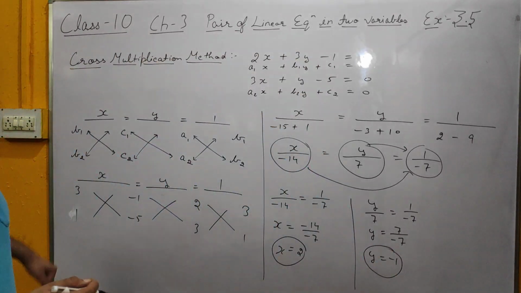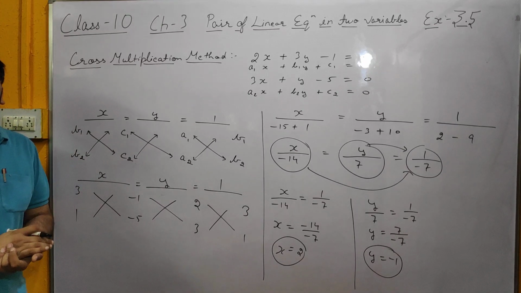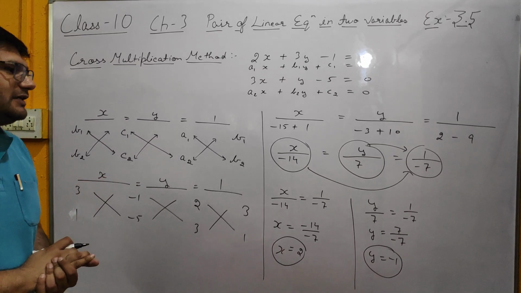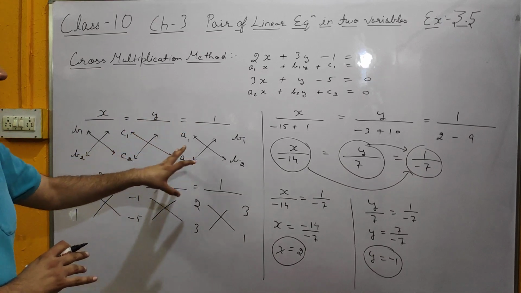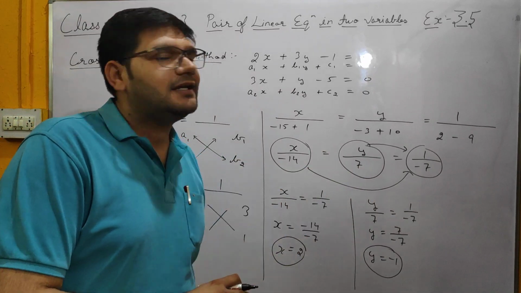So in this way we have to proceed when we are solving a pair of linear equations in two variables. Okay, so this is the cross multiplication method. First of all, we will write this, then we will put the values, and then we will start solving, and then we will equate and find the values of x and y.